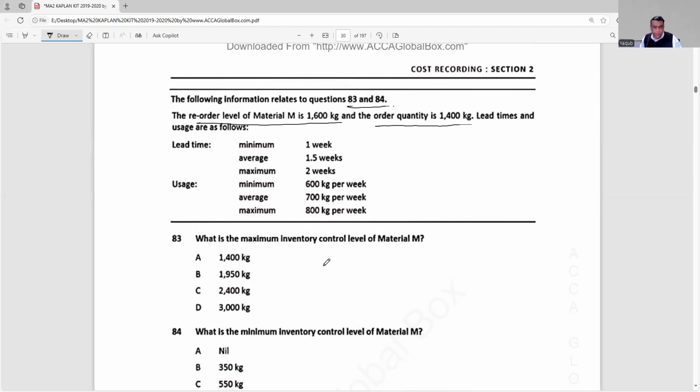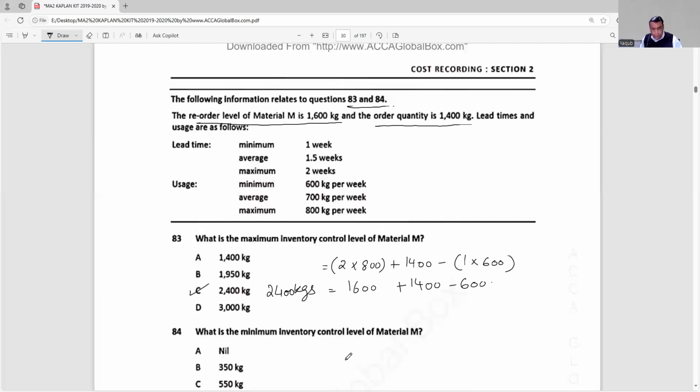Maximum inventory level is equal to maximum reorder level, which is 2 weeks into maximum usage, plus reorder quantity, which is 1400, minus minimum reorder level, which is 1 into 600. So 1600 plus 1400 minus 600. We have 2400 kgs. So this is the right answer.